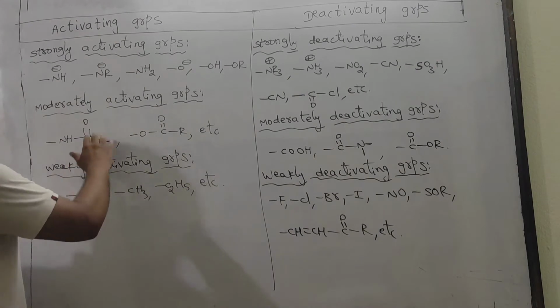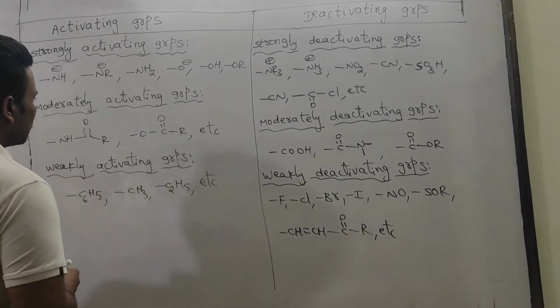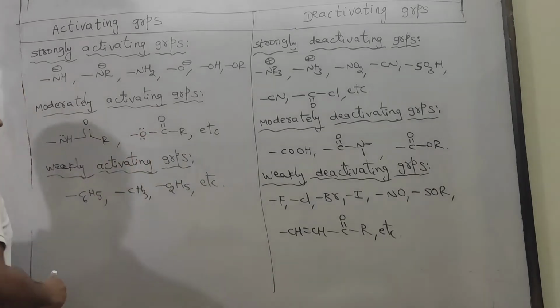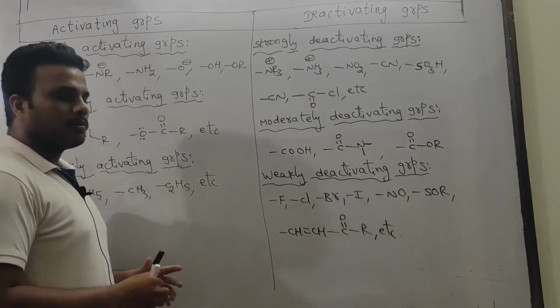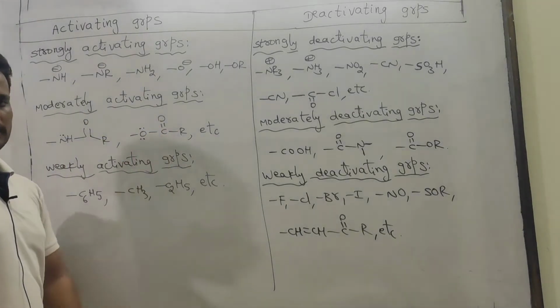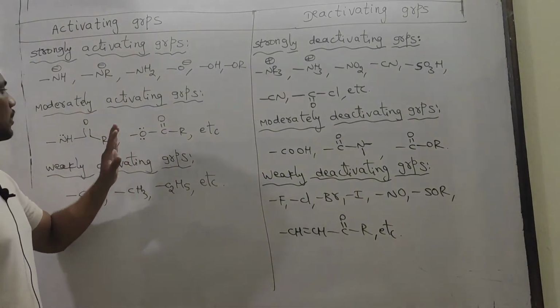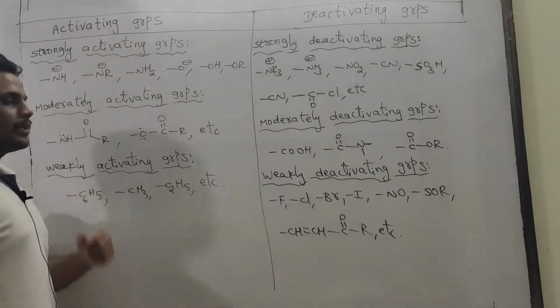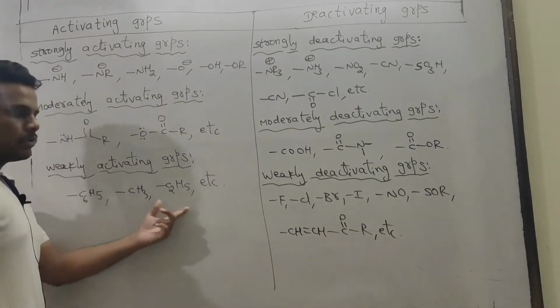Moderately activating groups are there. In moderately activating groups also, the atom attached to the conjugated system, the benzene ring, possesses a lone pair, but due to the presence of an electron withdrawing group these are only moderately activating, not strongly activating. And weakly activating groups are there. So these are activating groups, no doubt.